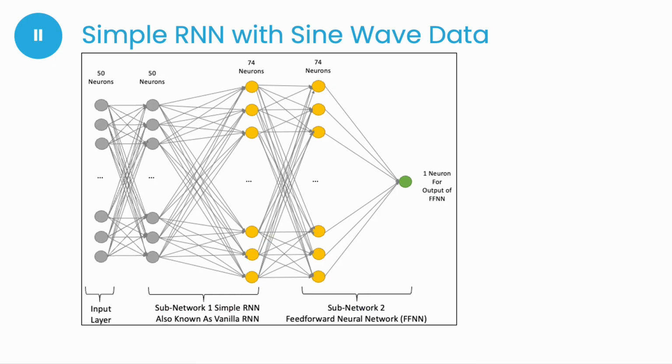The first part of the project was to draw it out. The overall picture of the simple RNN for this project shows it consists of 2 subnetwork structures. The input layer feeds into the first subnetwork. That's the simple RNN with 50 neurons. And the second subnetwork is a feed-forward neural network with 74 neurons creating 1 output. There's 3 layers: the simple RNN, the feed-forward neural network, and the output.